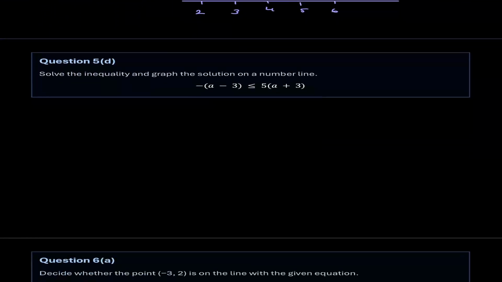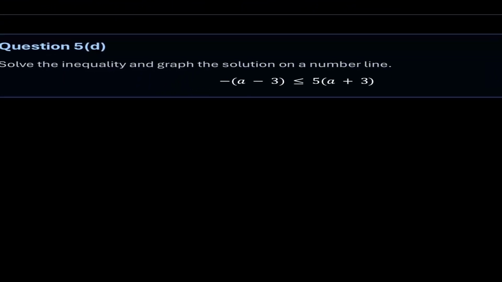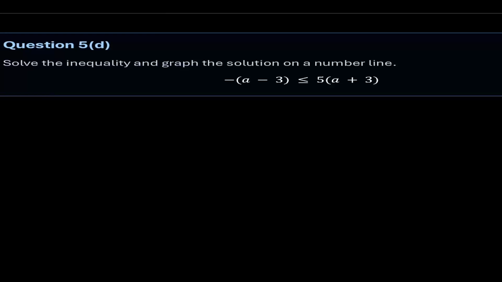Okay, how about this one? This one's a bit trickier. So we've got -(a - 3) is less than 5(a + 3). Now we've got the less than and an equal sign. So let's give this a go. Let's write this out.